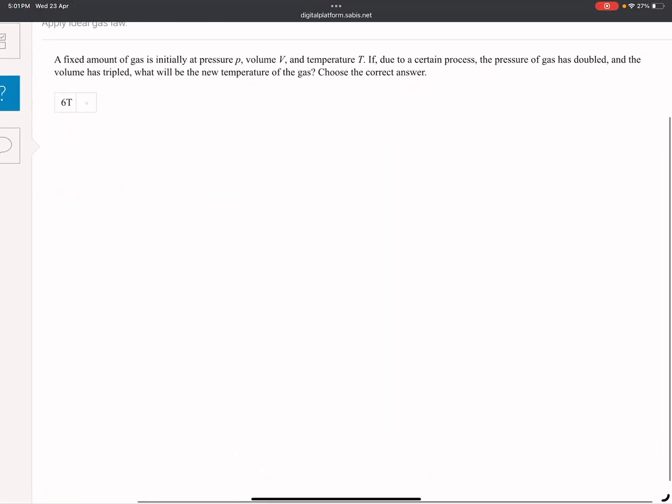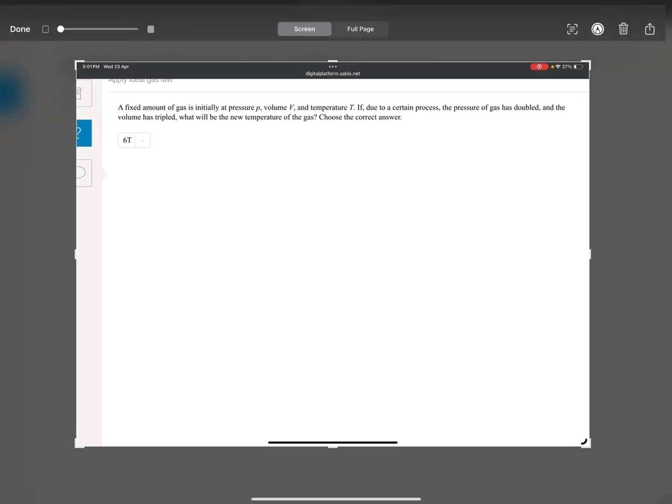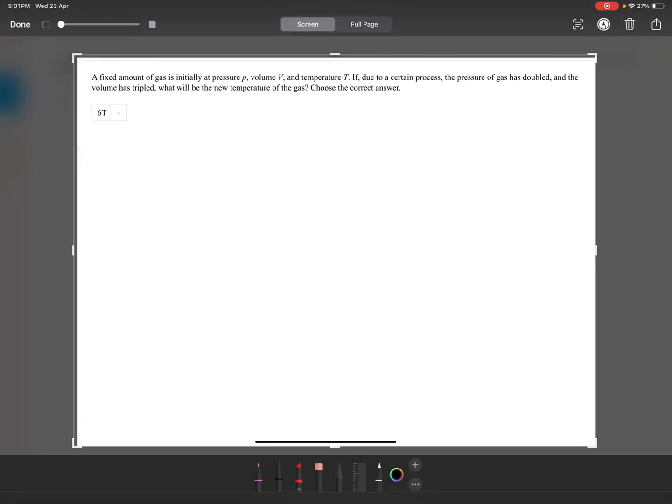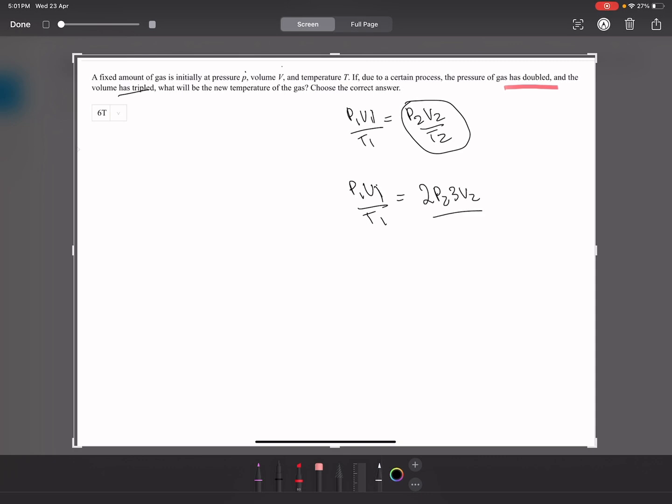Okay, this question is not that complicated. It's a lot of thinking into it, but it's fine. So a fixed amount of gas at pressure P, volume V, and temperature T. So that's P1 V1 over T1 equals P2 V2 over T2. You have to read the question carefully. It says the pressure of the gas has doubled, right? That means the new pressure doubled, and they said the volume has tripled. So the new volume has tripled. What is the new temperature? So let's write it down according to what they told us. So 2P2, 3V2 over T2.